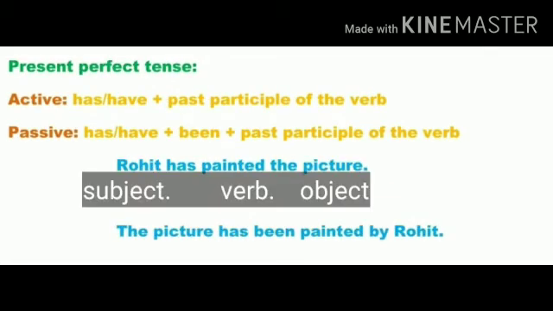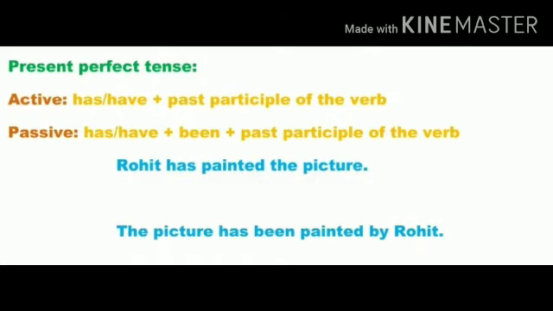Next, we see the example of present perfect tense. The active sentence is, Rohit has painted the picture. First, we need to interchange the places of subject and object. Next, we need to use the auxiliary verb have or has. Then we have to add been. Then the third form of verb. Then we need to use the preposition by, and at last the object. So the passive sentence is, the picture has been painted by Rohit. The structure of the passive sentence for this tense is subject, have, has, been, third form of verb, by plus object.